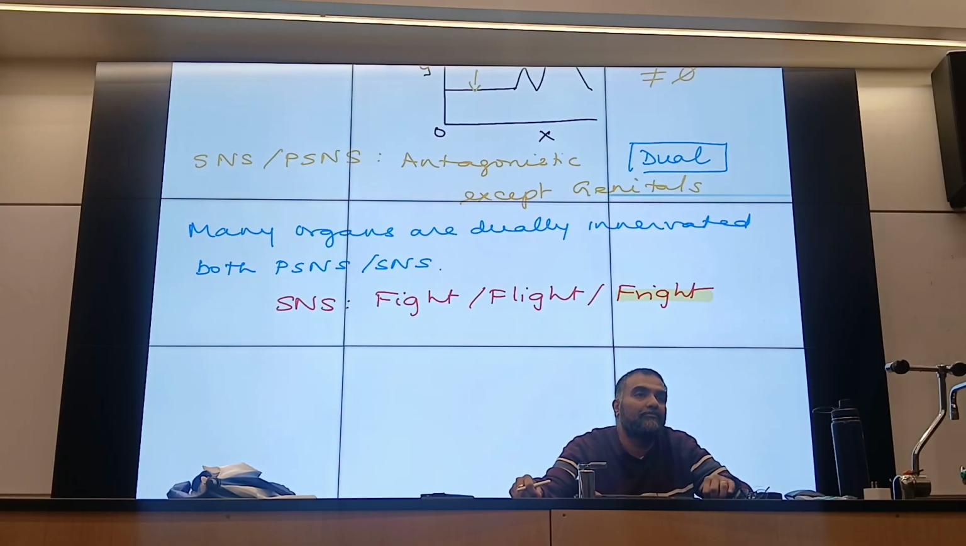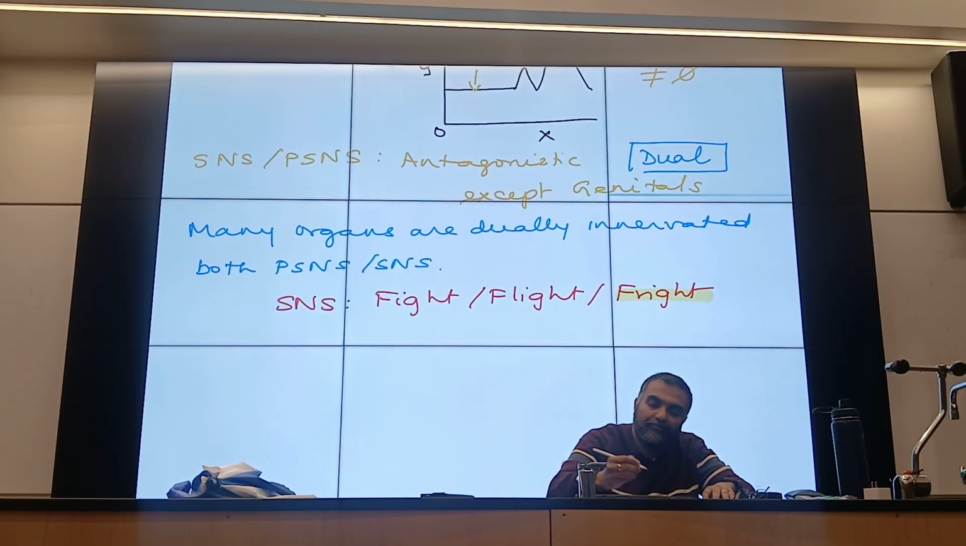And of course, the fourth F is fornicate. Okay, to say it in a euphemistic way. But I'm going to leave that out of this equation because it's such a very specialized function. Parasympathetic is rest, digest, and erect.